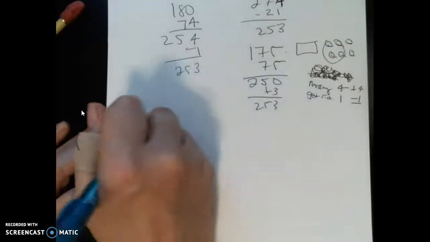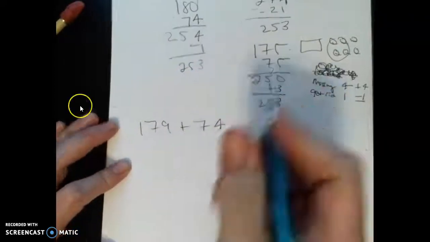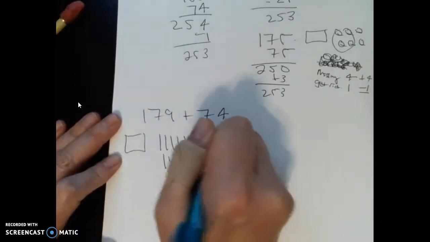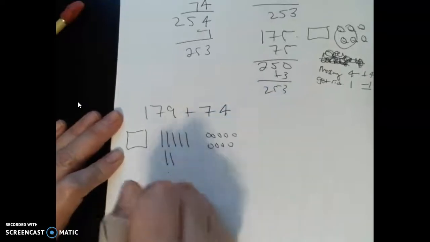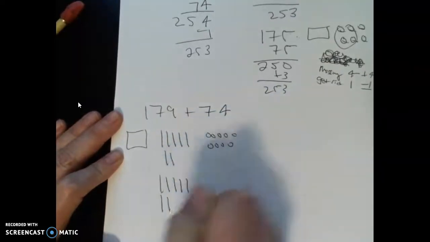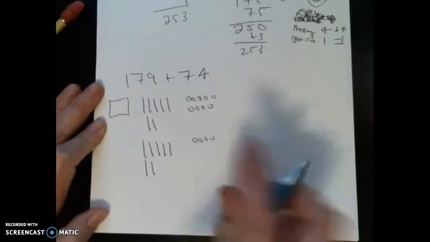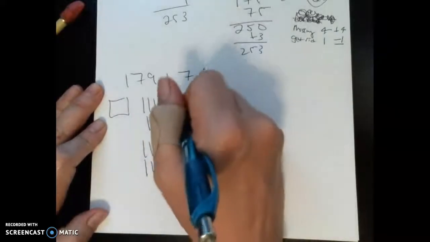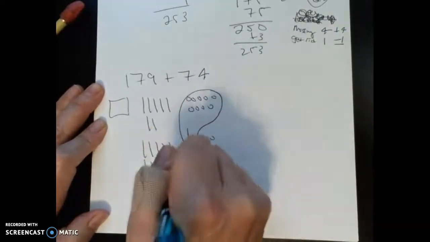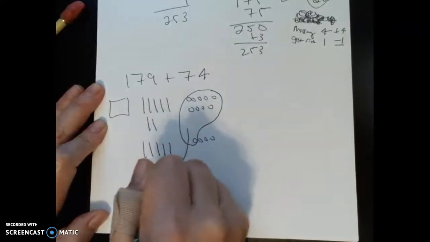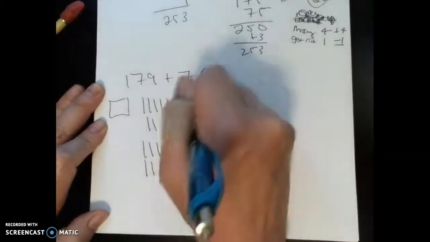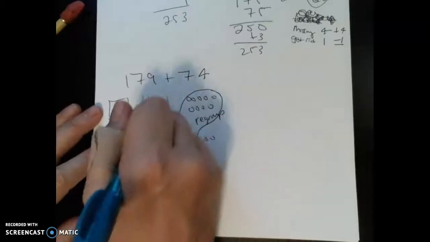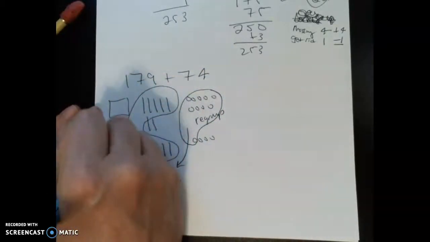Base 10 blocks. If I have 179 and 74, we could do a base 10 chart too. With base 10 blocks, you'd lay out both numbers. Here's my top number, and adding means to combine. So I'm going to take these 9 and combine them there. Again, I'm going to regroup and get a new long. And again, I'm just going to regroup those. Then I'm going to count to 10. So there are 10 longs, and I'm going to regroup into a flat.